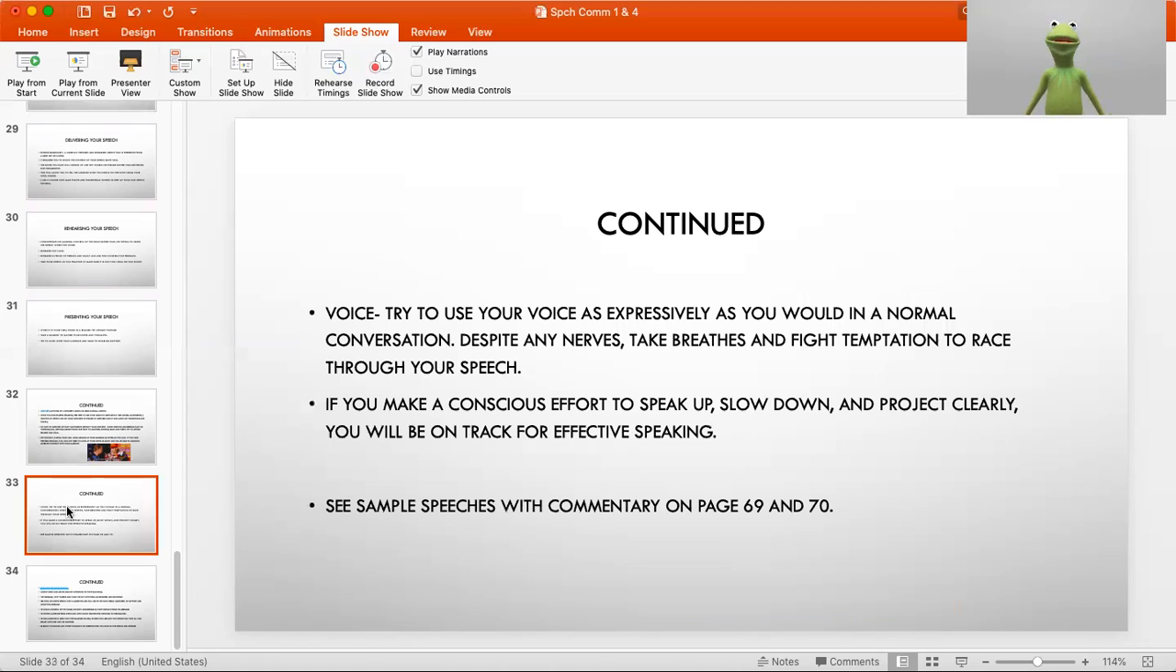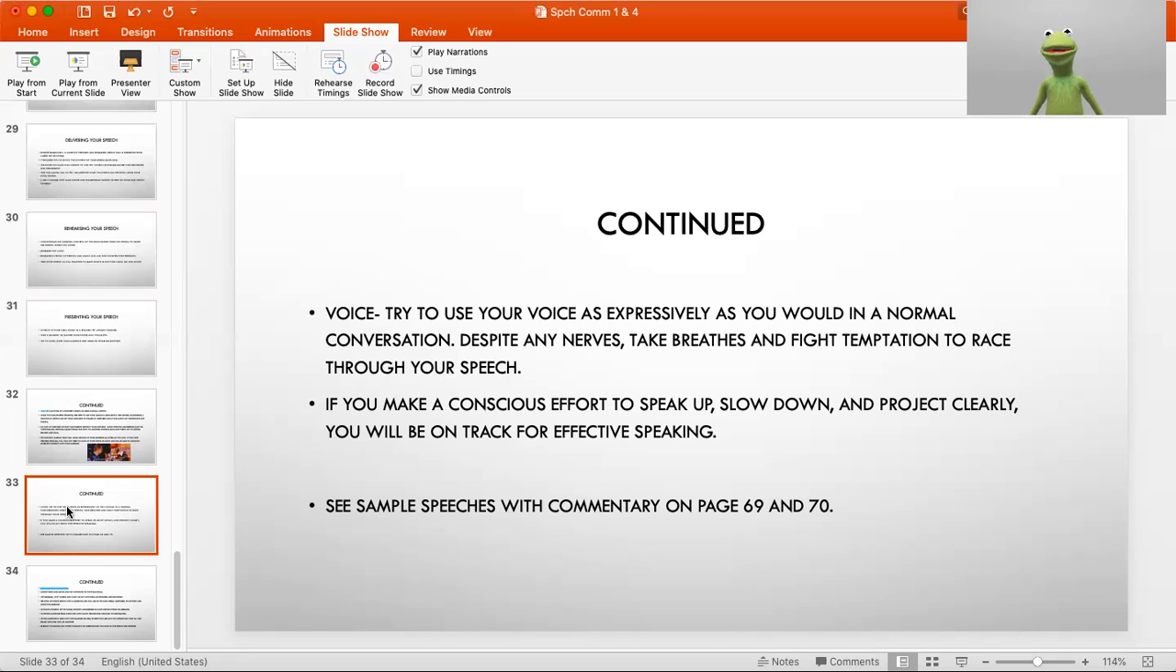And then going over your voice. I just mentioned this earlier, but you want your voice to be expressive as much as possible, just the way you would in a normal conversation. So even though you might have nerves, just take deep breaths and try to fight that temptation to just rush through your speech. You want to make an effort to speak up, maybe when you're nervous, or you just naturally have a very low voice where you sound like you're whispering. So just make an effort to speak up, slow down, project clearly. And basically that will keep you on track for speaking effectively.